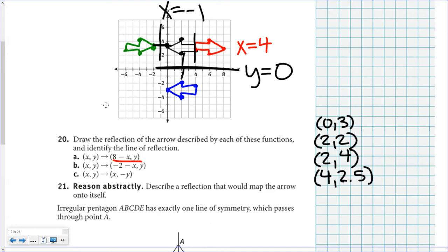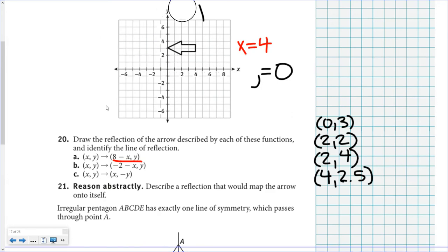So then it asks, describe a reflection that would map the arrow onto itself. So on this one, you are looking for where is the arrow's line of reflection. Right here is where the arrow, if you flipped it on that green line, it would reflect onto itself. That is the symmetry, the line of symmetry, line of reflection for that arrow. And so that equation is y equals 3.